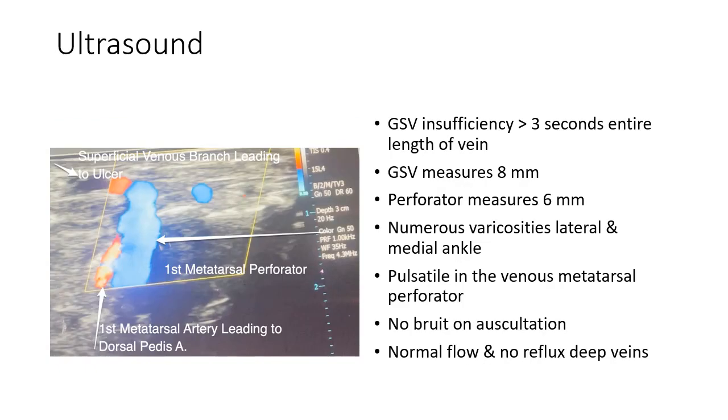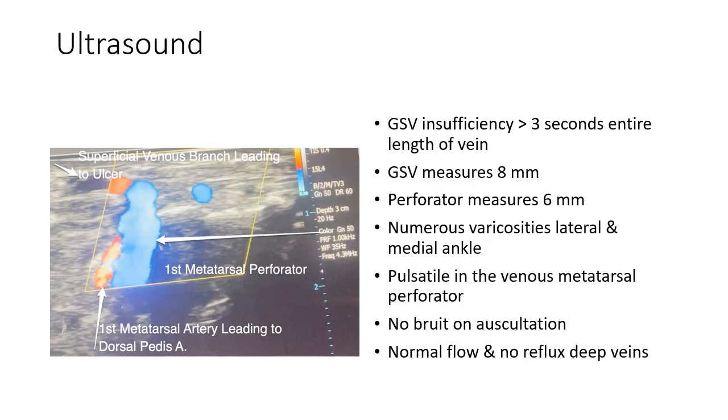Now, the ultrasound revealed GSV insufficiency greater than 3 seconds, the entire length of the vein. Marked stasis changes were around the ankle. This is also the area that the patient had a previous resection of skin cancer. The GSV measured 8 millimeters. The first metatarsal perforator measures 6 millimeters, and there's pulsatile flow in the perforator.